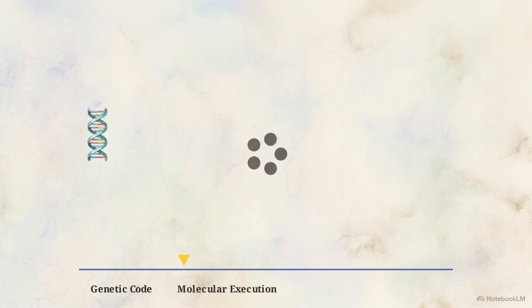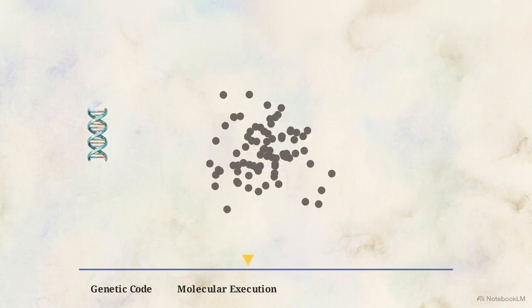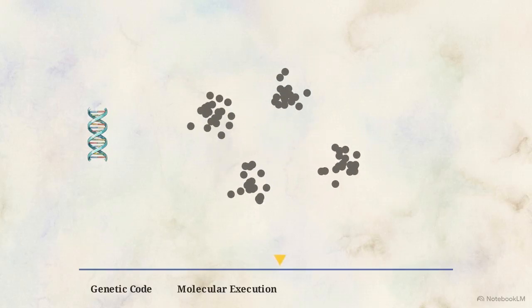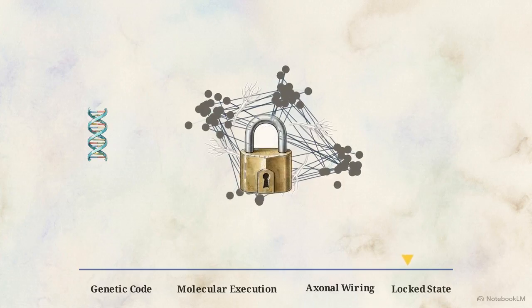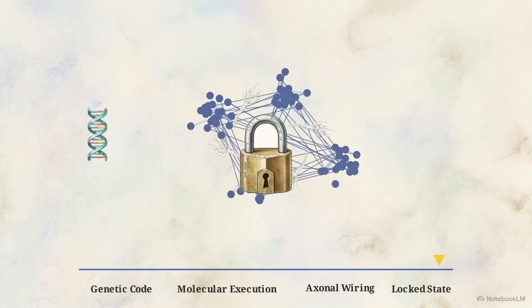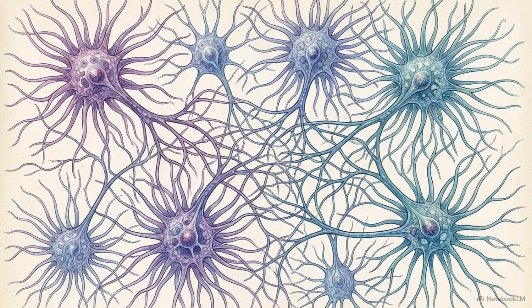The process begins with the genetic code, a highly compressed instruction set that coordinates the beginning of life. During the molecular execution phase, cells follow these instructions to physically divide, migrate, and build the physical housing of the brain. In the axonal wiring phase, dendrites extend to form structural connections. The network is essentially locked into place before the organism ever experiences sensory input. This phase of construction is evolutionary programming. In the organic world, the physical growth of the system is the initial learning phase.